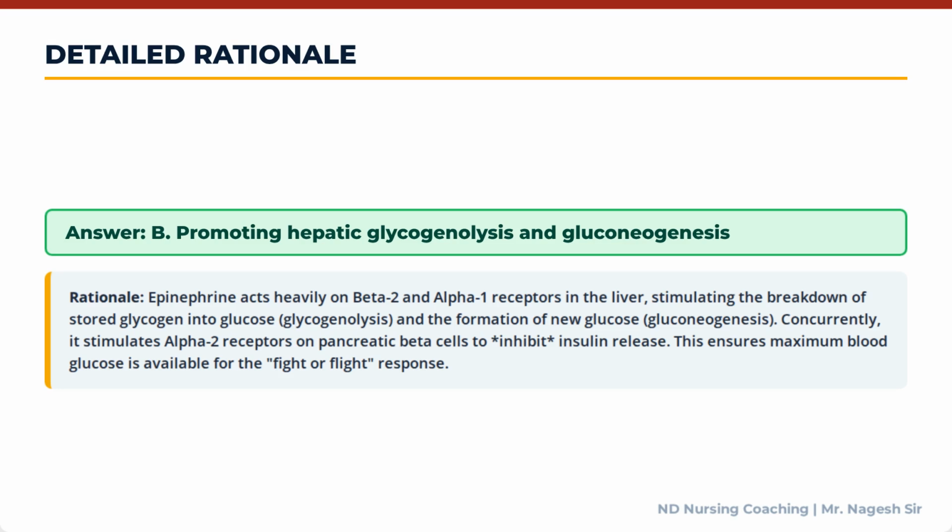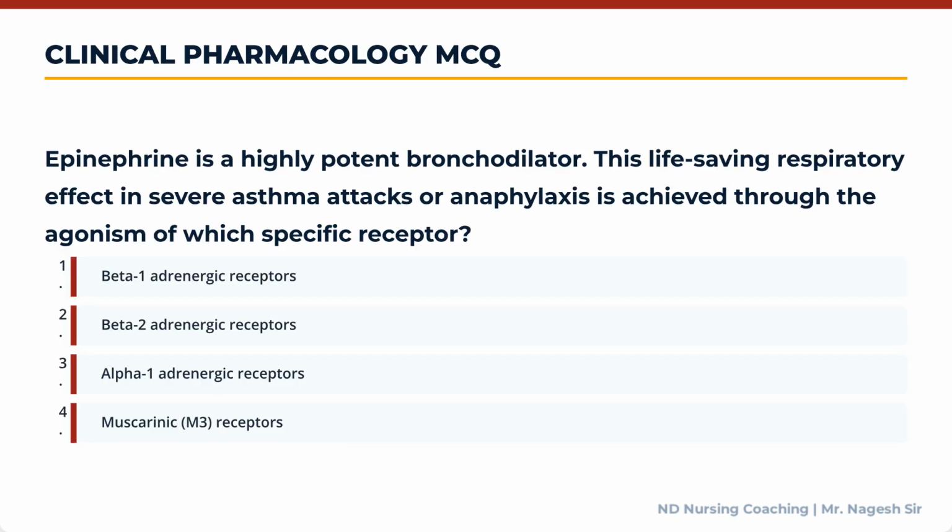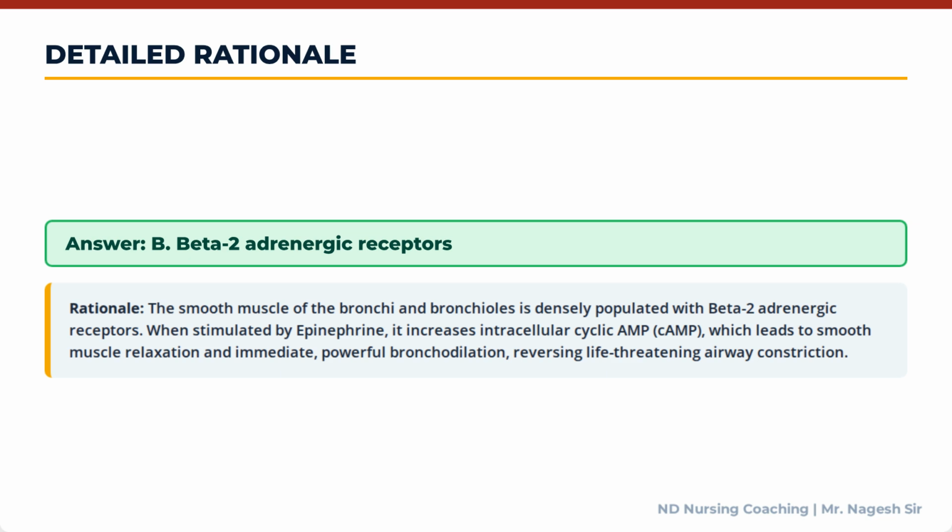Epinephrine is a highly potent bronchodilator. This life-saving respiratory effect in severe asthma attacks or anaphylaxis is achieved through the agonism of which specific receptor? The answer is B, beta-2 adrenergic receptors. Stimulating these receptors increases cyclic AMP, which leads to smooth muscle relaxation and immediate, powerful bronchodilation.